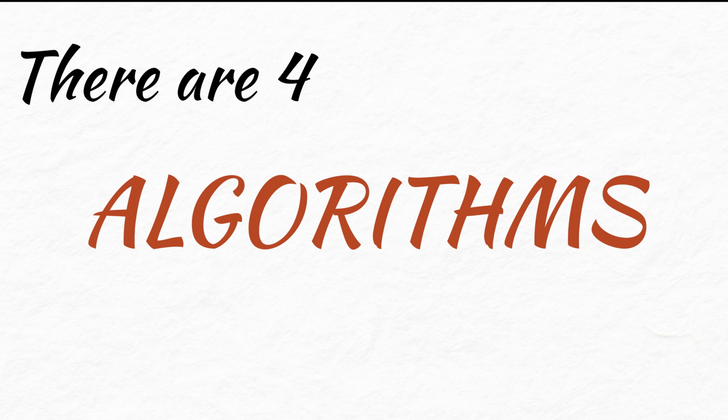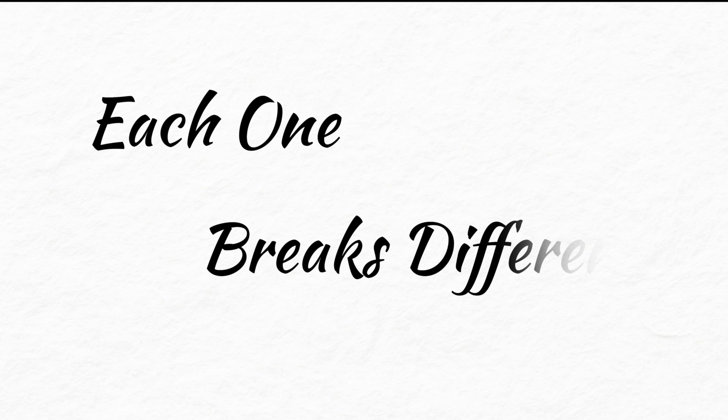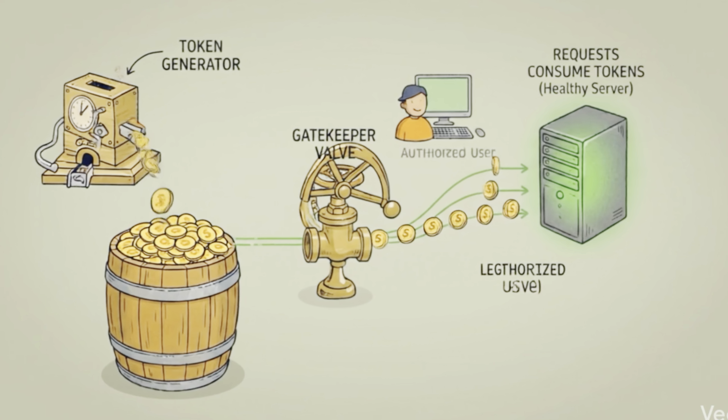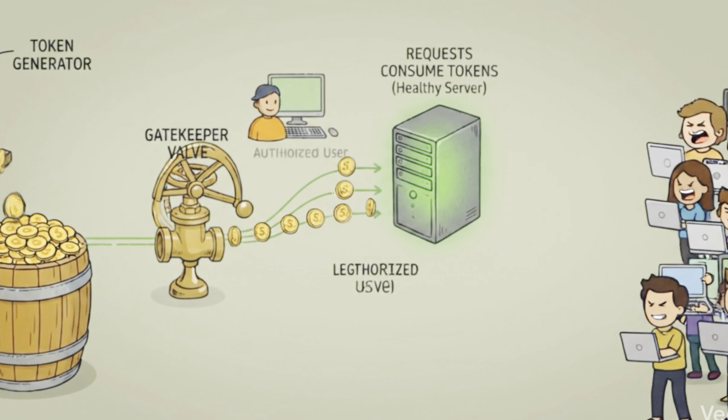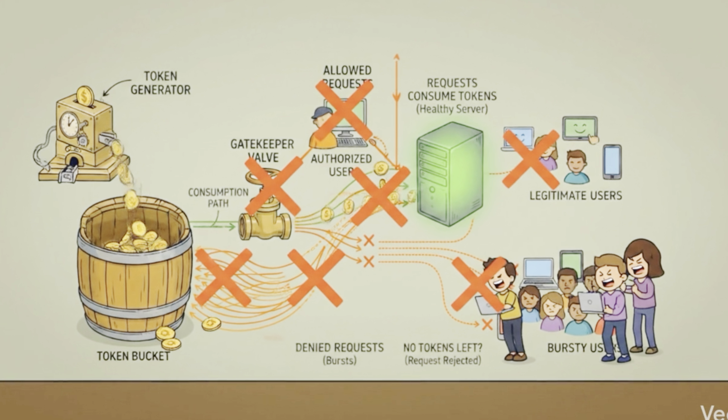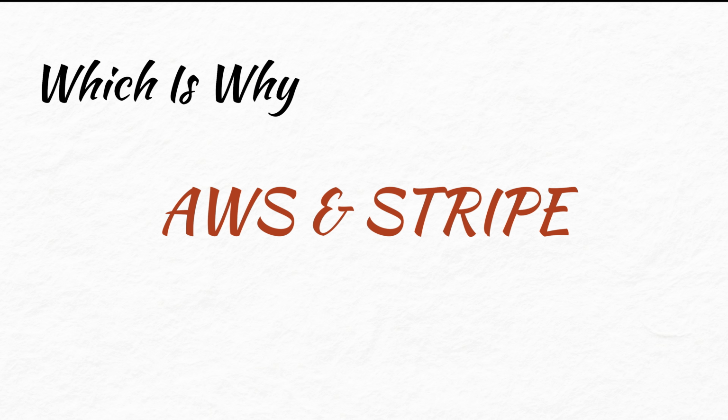The algorithms. There are 4 algorithms. Each one breaks differently. The first one is the token bucket. Tokens are added at a fixed rate, say 10 per second. Each request consumes 1 token. No tokens left, requests are rejected. This allows bursts, which is why AWS and Stripe use it.